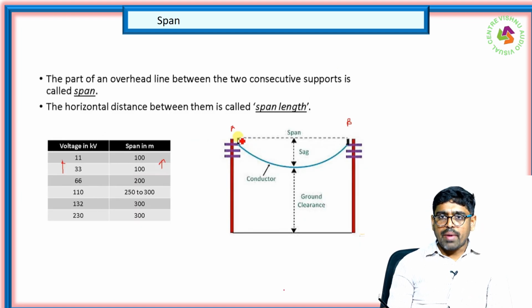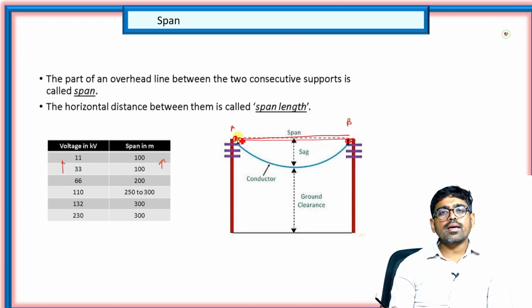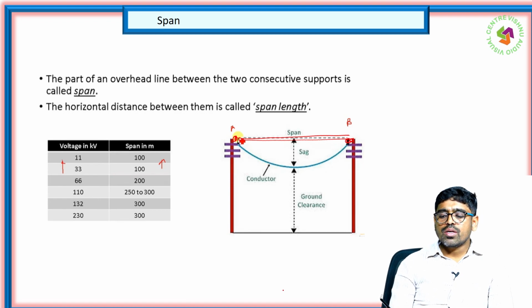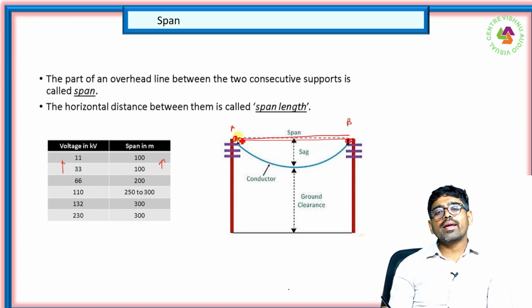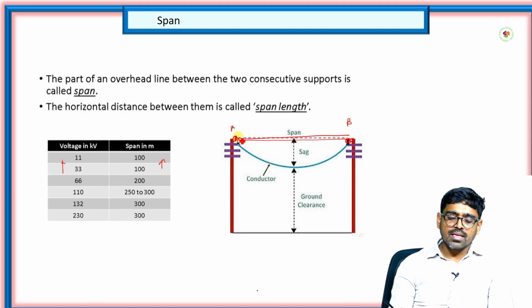And what is meant by span? Span means the distance between these 2 particular poles. The part of an overhead line between 2 consecutive supports is called the span, and the horizontal distance between them is called the span length. This span length will vary based on the different levels of voltage we are applying in transmission or distribution lines.